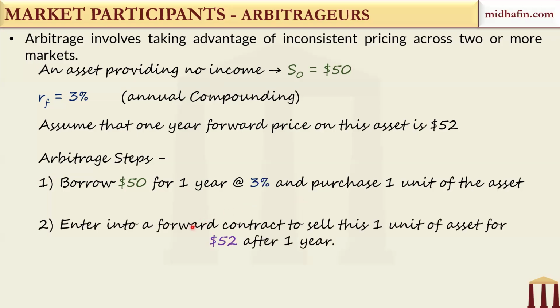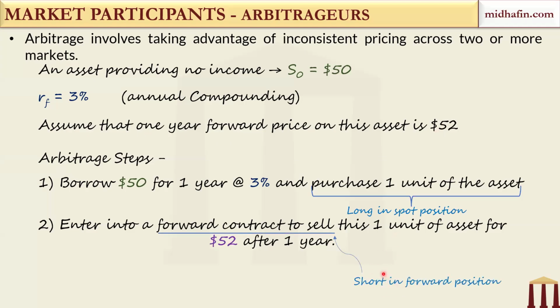You enter into a forward contract to sell this 1 unit of asset for $52 after 1 year, because this is the forward price, 52. So as I said, this is the long spot position, and opposite to this position will be your short forward position. That is how arbitrage is done actually. You take opposite positions in different markets. So if in the spot you are long, you will go short in the forward.